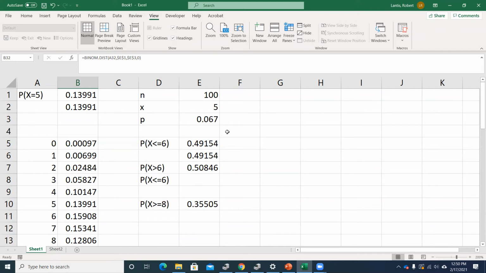We'll end on this. You've got 100 trials, probability of success is 0.067. On average, the mean should be 6.7, right? 100 times 0.067, 6.7, okay?